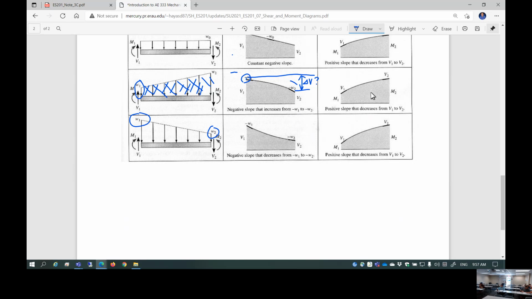Okay, that is going to again trickle into the moment diagram. Okay, those two don't look different, obviously, because here V1 is a bigger slope, here V2 is a smaller slope. Anyway, so it doesn't look different. Okay.